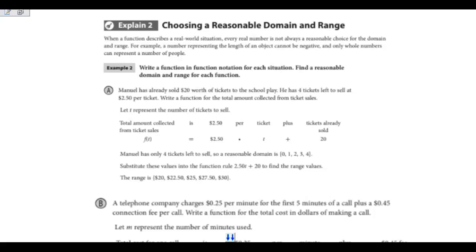So we're talking about the amount that he's collected from the ticket sales. That's our unknown. We don't know what it is. So that is going to be, looks like they're using t. So we have our f of t equals, he's selling the remaining tickets for $2.50, so $2.50 times t for tickets. And he already had $20 worth sold. Okay?